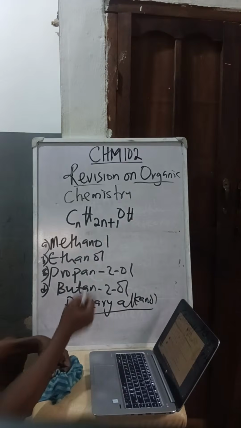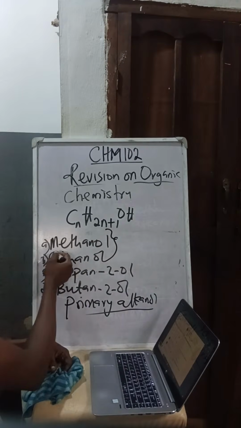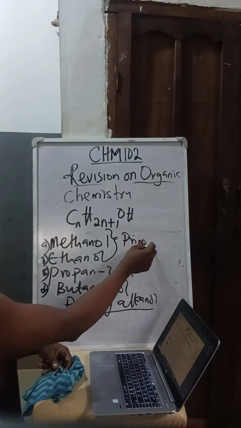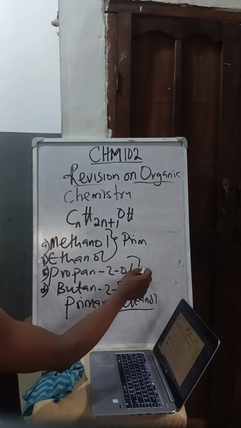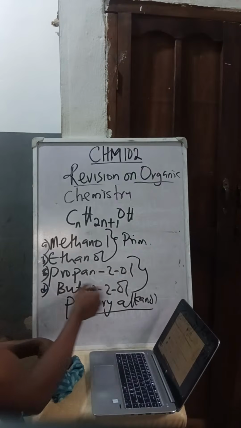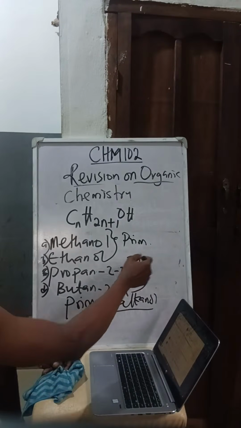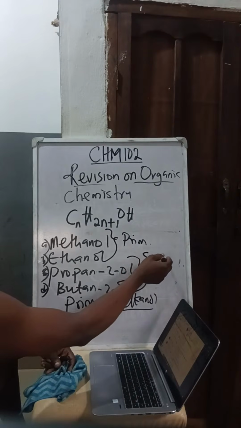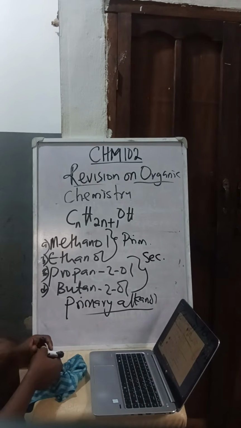All right. Methanol and ethanol are primary alcohol. Propan-2-ol or butan-2-ol are secondary alcohol.